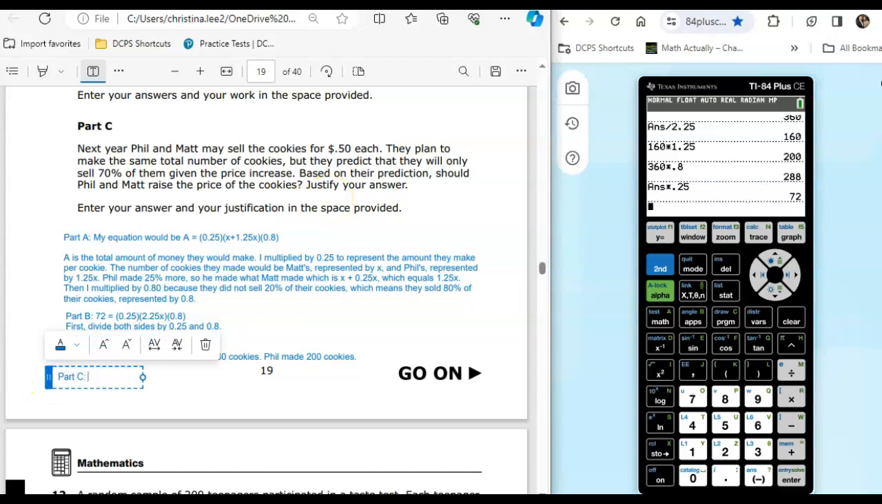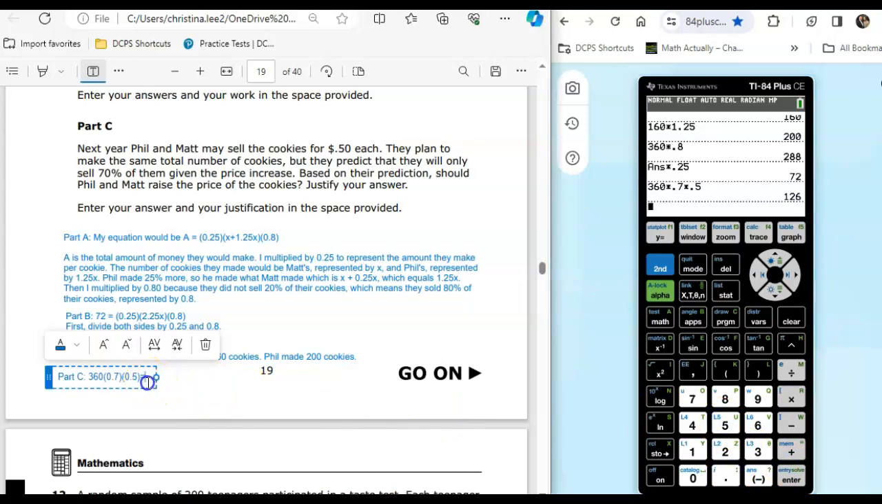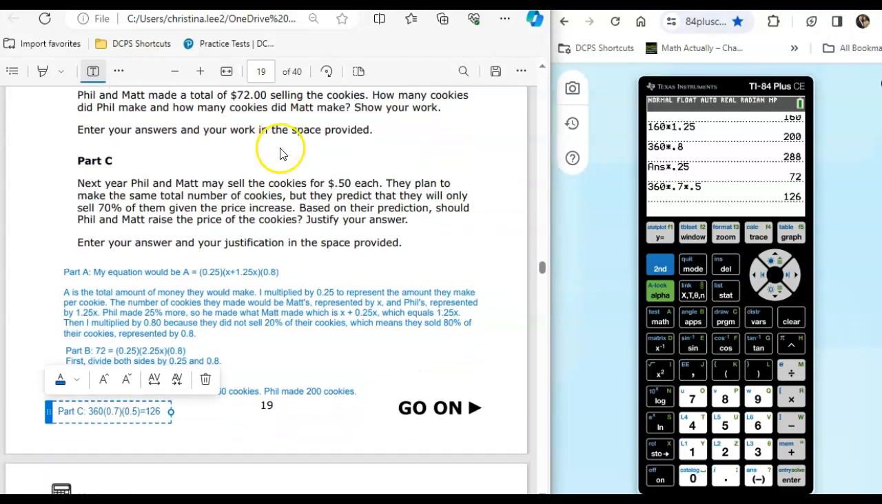So part C, they're going to make 360 cookies, but they think that they will only sell 70% of them, and they're going to sell them for 50 cents. Let's see, how much would they make? 360 times 0.7, because they're only going to sell 70%, times 0.5, 50 cents. That's going to be $126, which is more than $72.